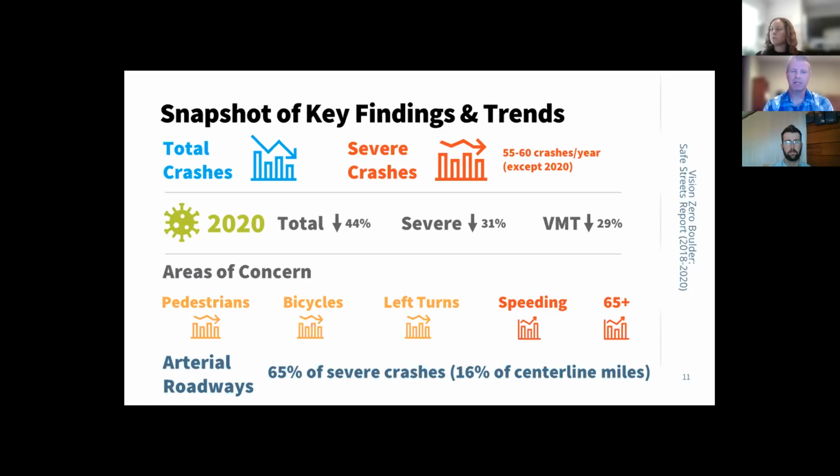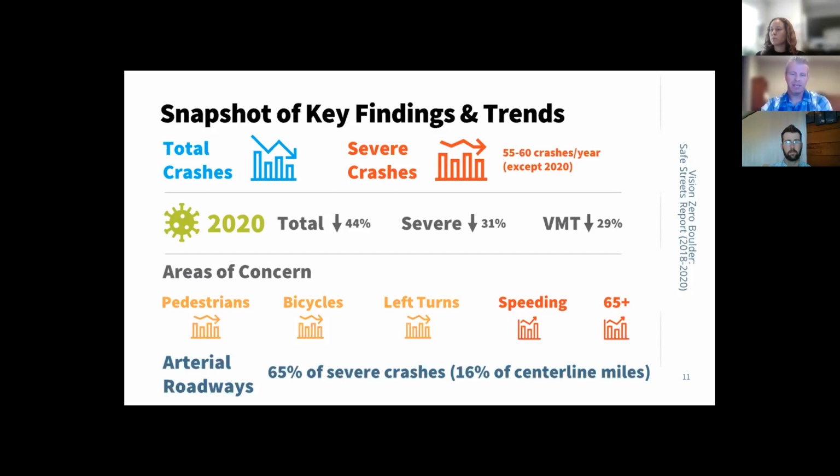So we do think there was even a slight downward trend in 2020 when you look at the crash changes relative to the vehicle miles traveled. And then at the bottom, you can see that we have what we identified as 5 areas of concern. And really those are crashes that are involving pedestrians, bicycles, left turns, speeding, and older drivers, those that are 65 and older. And you can see that crash trends for peds, bikes, and left turns have generally held pretty steady, but we did see an increase in speed-related crashes and crashes involving older drivers.